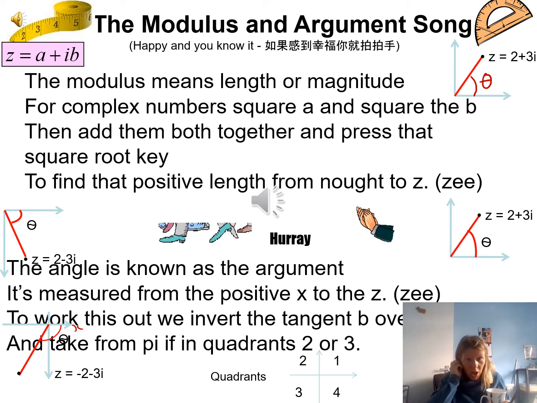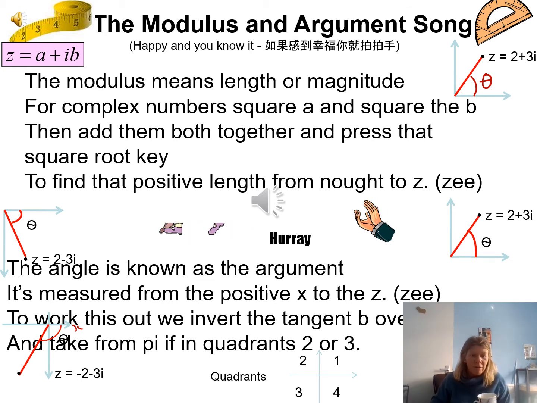The modulus means length or magnitude. For complex numbers, square a and square the b. Then add them both together and press the square root key to find the positive length from 0 to z. The angle is known as the argument. It's measured from positive x to the z. To work this out, we invert the tangent of b over a and take from pi if in quadrants 2 or 3. If it's in quadrants 2 or 3.